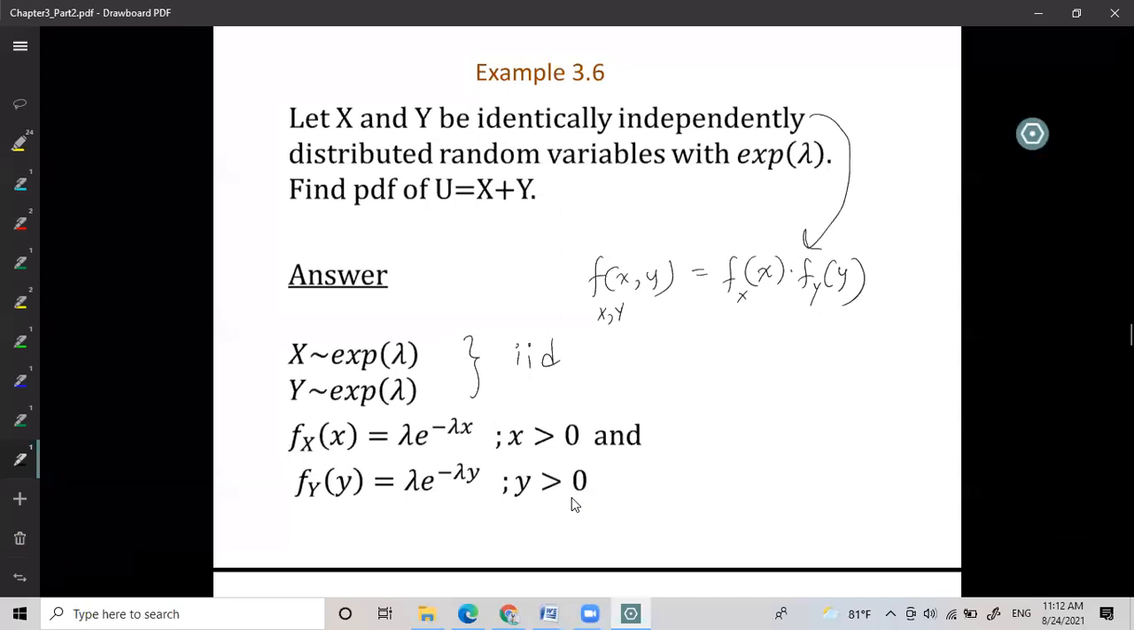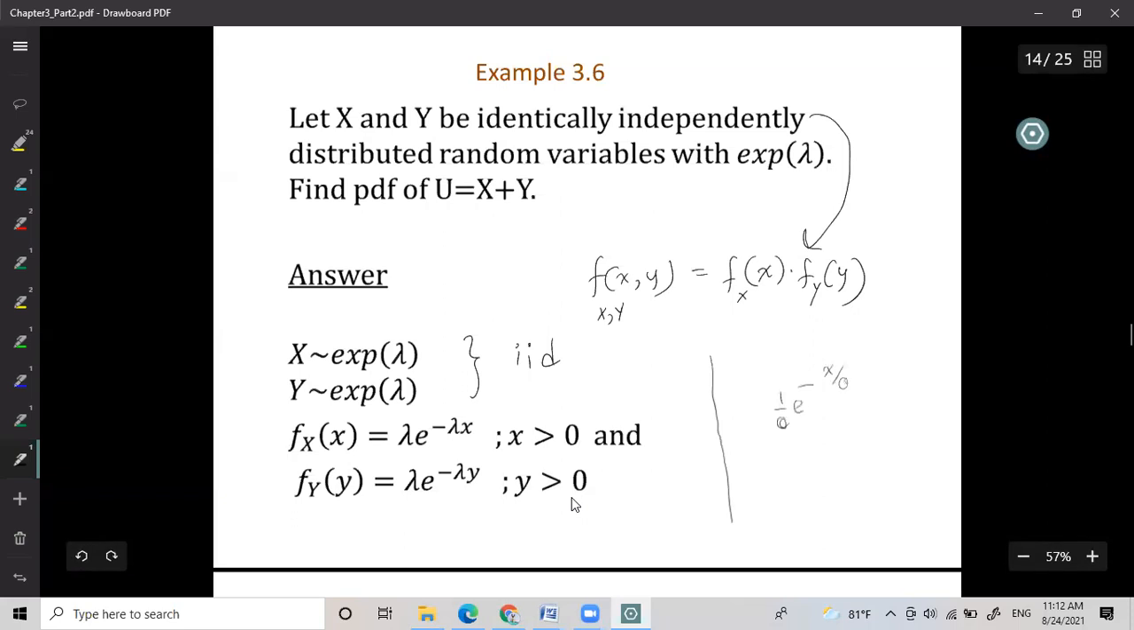Now, what is the alternative form of exponential density? What is the other alternative form? 1 over theta e to the negative x over theta. So this is the other alternative form. Here theta is the mean, whereas lambda is the rate parameter. So this is the other way of writing it.